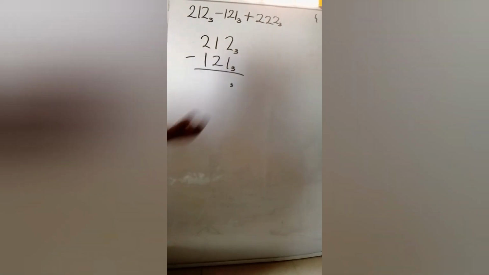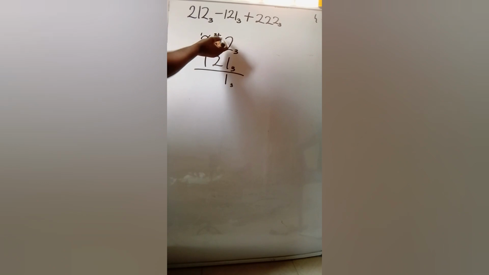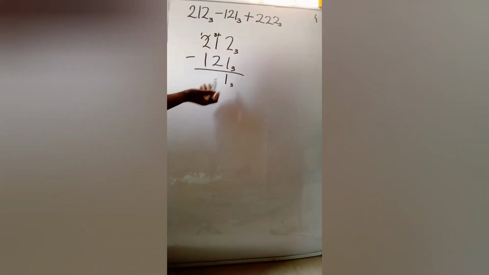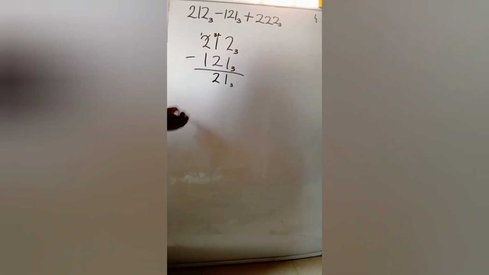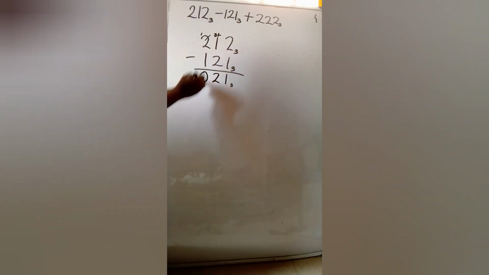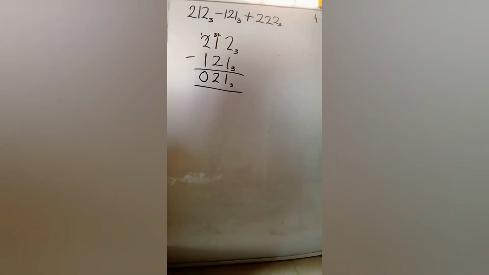Now, 2 minus 1, 1. 1 minus 2, it can't go. We borrow 1 from 2, which remains 1. Instead of being 10 here, it will become 3 because we are dealing with base 3. So it is 3 plus 1, 4. So 4 minus 2, 2. 1 minus 1, 0. So here we have 21 base 3.